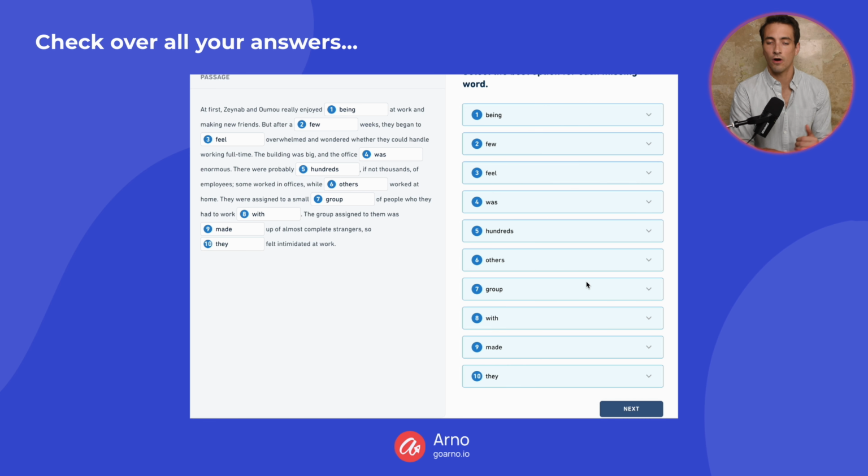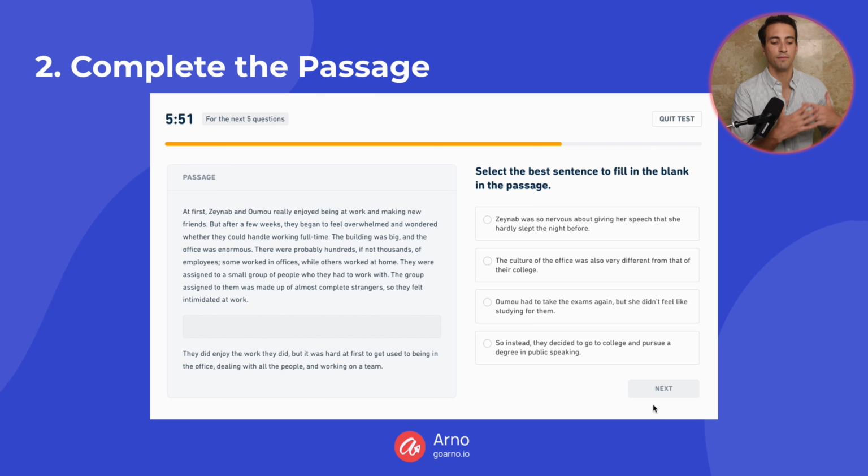Once you answer all of the complete the sentences questions, you will move to the complete the passage question. So here you have your old part of the passage that we just filled in the missing words in, and we're given a new part of the passage, and it's our job to pick the sentence that goes between the old part and the new part.